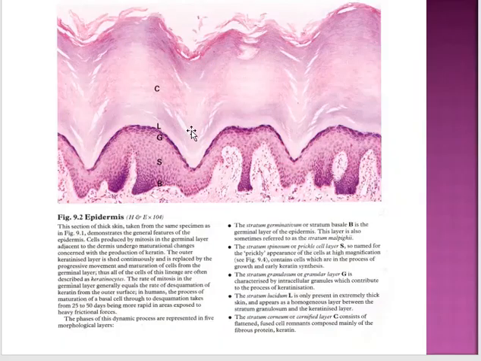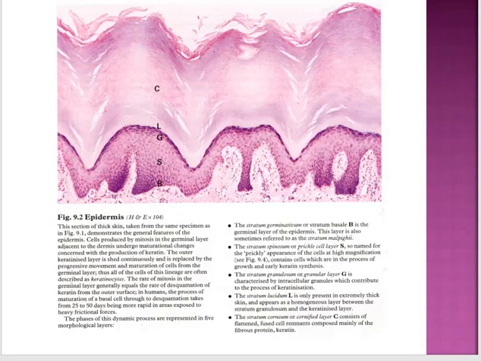And let's look at this slide now. That is stratum basale, spinosum, granulosum, lucidum, and the corneum, which is the thickest layer in the epidermis. And here you are looking at the sloughing of these squames from the surface of the epidermis.